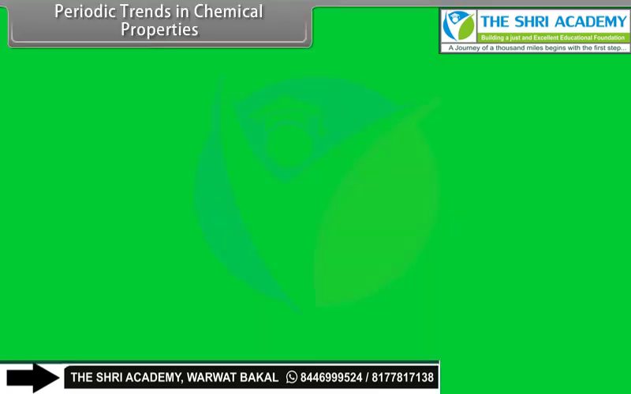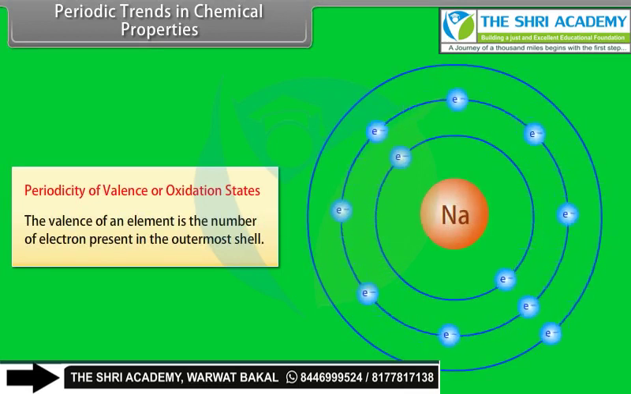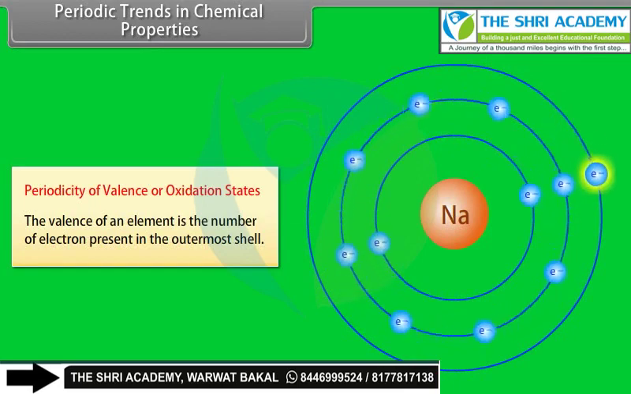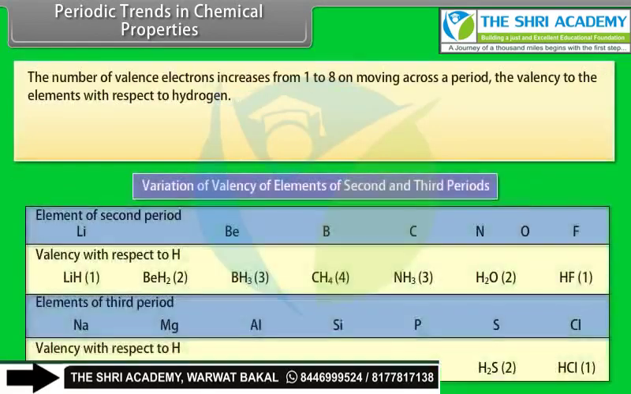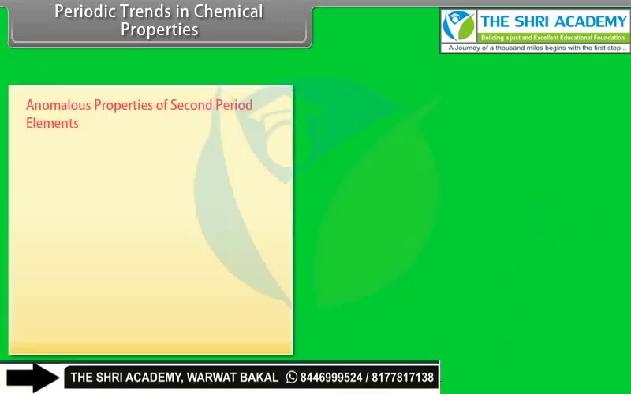Periodic trends in chemical properties. Periodicity of valency or oxidation states. The valency of an atom is the number of electrons present in the outermost shell. The number of valence electrons increases from 1 to 8 on moving across a period. The valency of the elements is with respect to hydrogen. On moving down a group, the number of valence electrons remains the same, and therefore all the elements in a group exhibit the same valency.